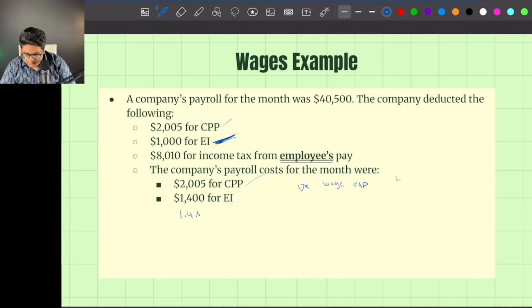And this is going to be for $40,500, right? So we have a couple credits here. Number one, the most obvious credit is we're going to have a credit of cash, right? But our credit of cash is going to be a bit of a calculation. So let's work our way down.